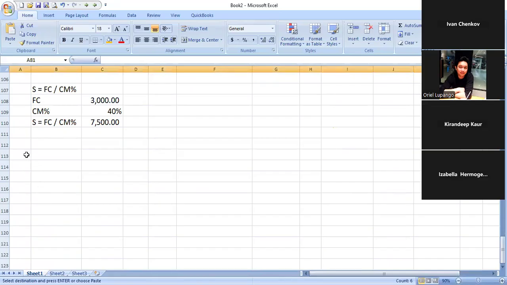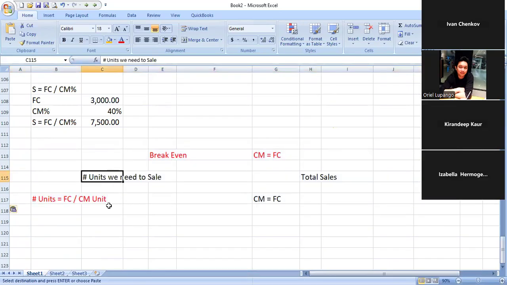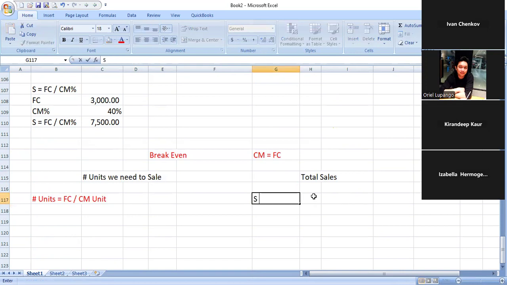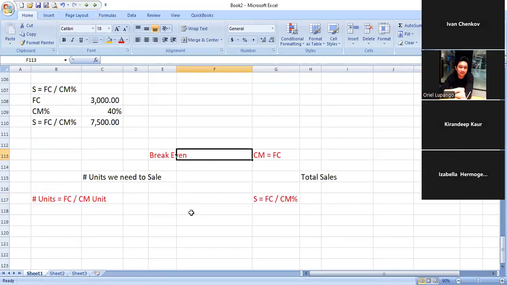And the two formulas for the break-even are number of units that we need to sell and total sales. So the total sales will be equal to the fixed cost divided by contribution margin ratio. Those are your two powerful formulas to find the break-even, as a number of units and the total sales. What's interesting in those formulas? Numerator is always fixed cost. You need fixed cost in both formulas.